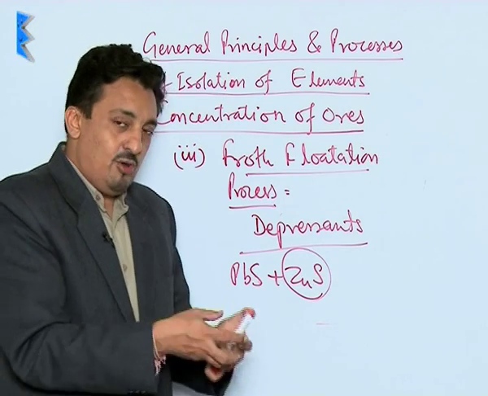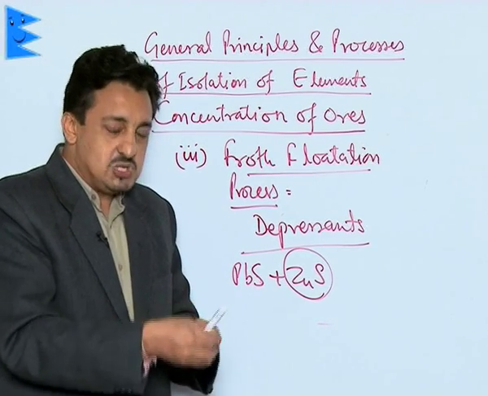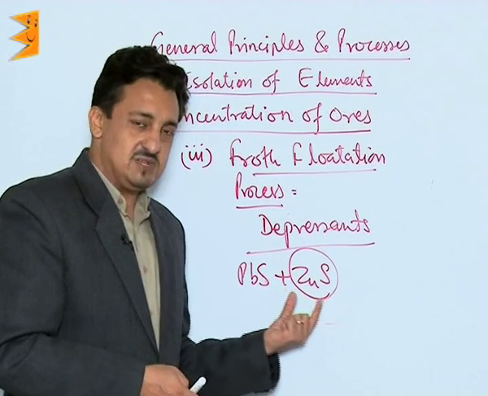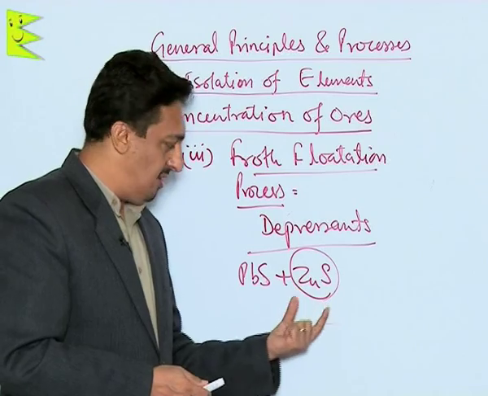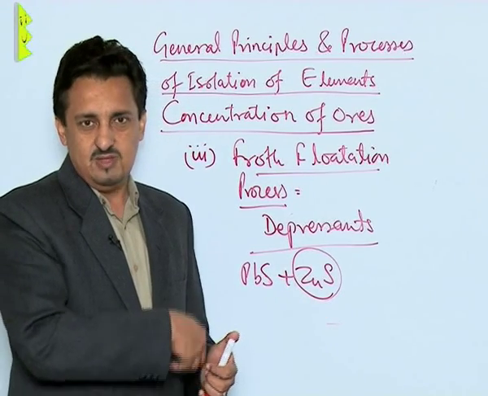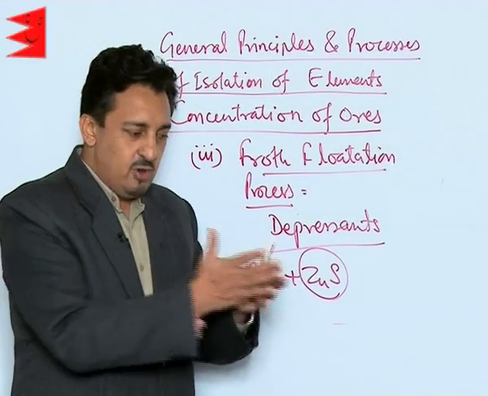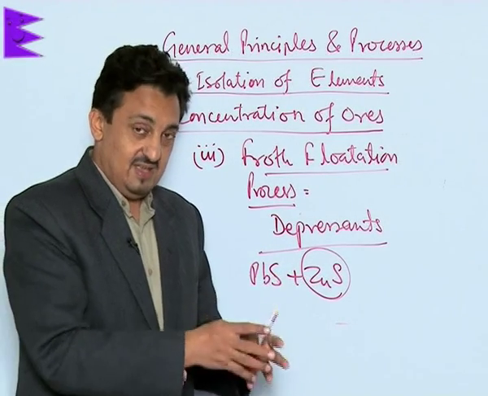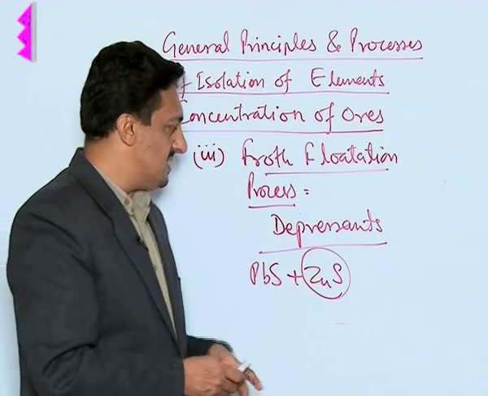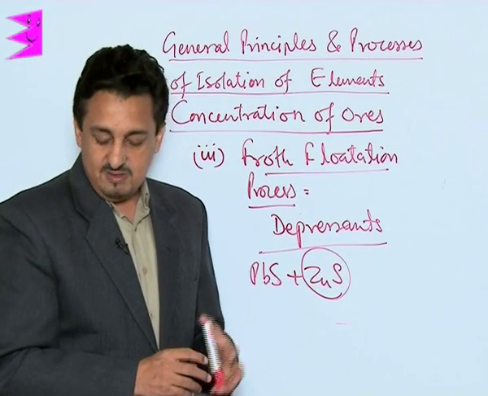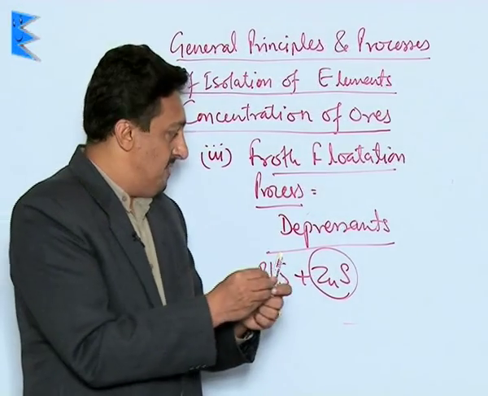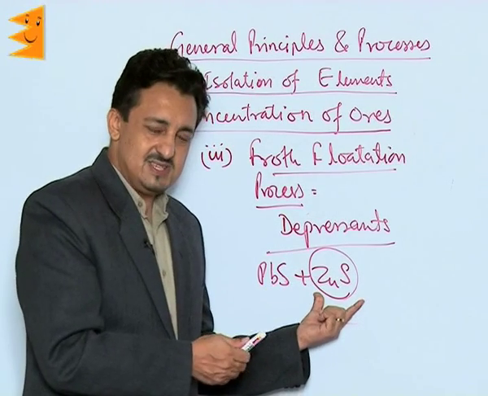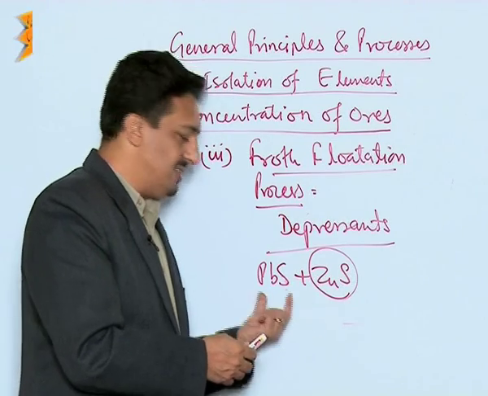Now since the impurity of the gangue particles is again in the form of a sulfide compound, it has the same wettability, and it will also come along with the lead sulfide in the form of a froth. So you won't be able to separate zinc sulfide from the lead sulfide at this stage, but it can be done. How? By using the chemicals called depressants. What these depressants basically do is suppress these unwanted substances like zinc sulfide from getting along with the lead sulfide.